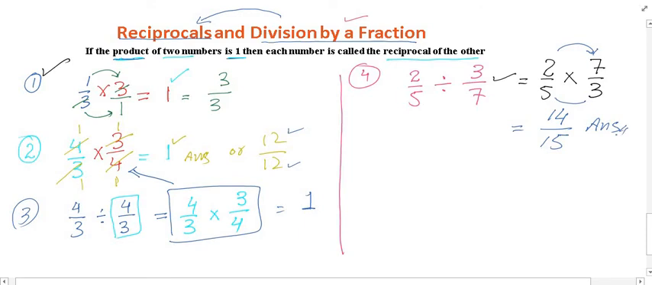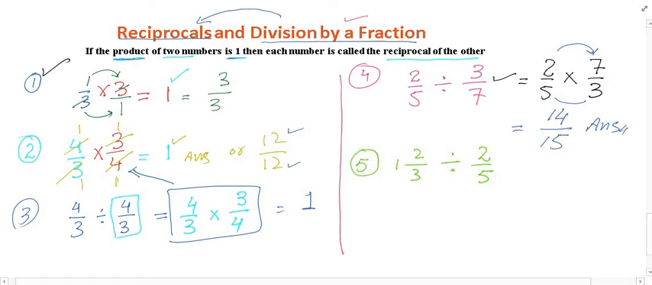Take one more example with the mixed number. So then we can go for that. Example number 5. What if I have 2 and 2 out of 3 divided by 2 out of 5?